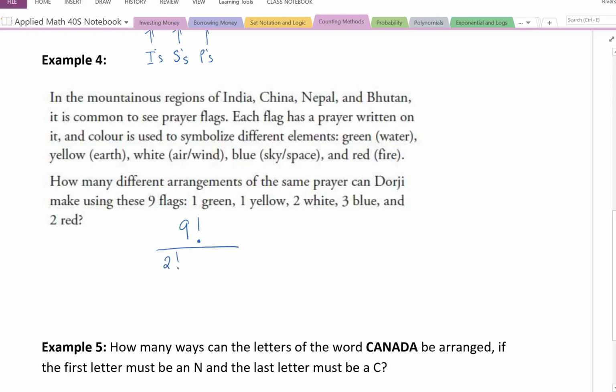So 2 factorial for the 2 white, 3 factorial for the 3 blue, and 2 factorial for the 2 red. And again, put brackets around those so that when you put this in your calculator, you get the proper answer of 15,120 flags.